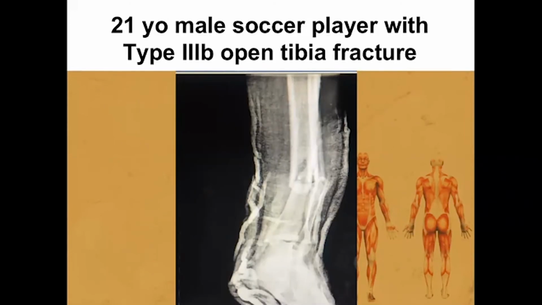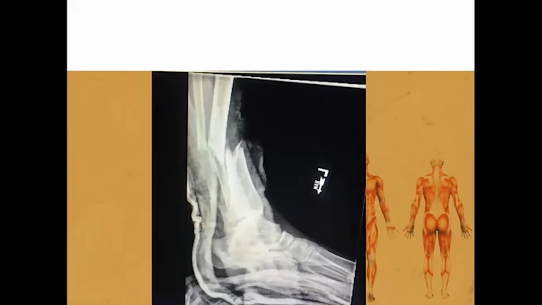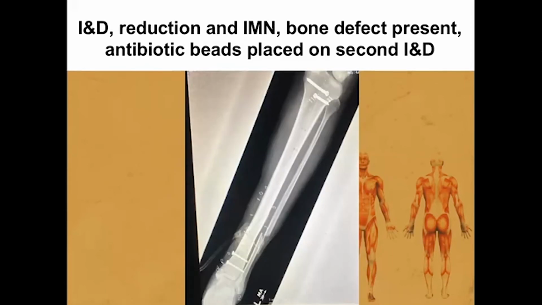This was a soccer player. He had a Type IIIB open tibia fracture. And so essentially, these are his injury x-rays. His opening is essentially on the medial aspect. I apologize, I don't have any clinical photos of that. His initial treatment was irrigation and debridement of the open fracture, reduced it, and then we went with primary intramedullary nail fixation. He did undergo a secondary irrigation and debridement.